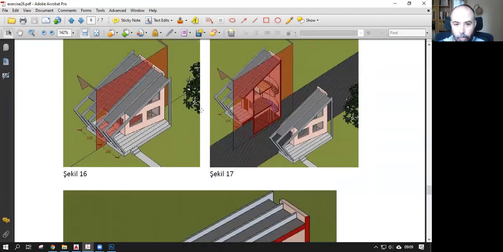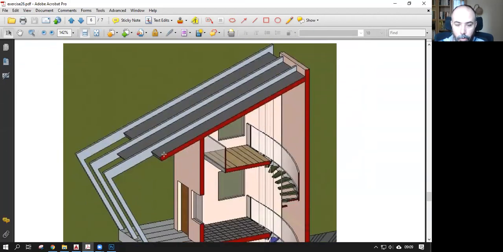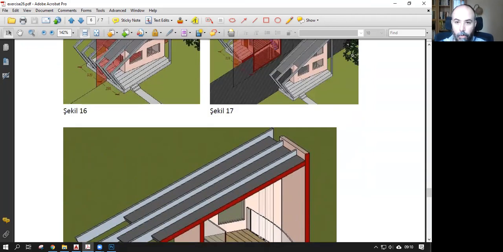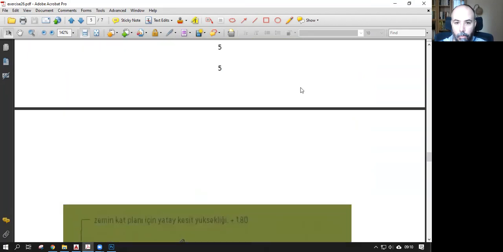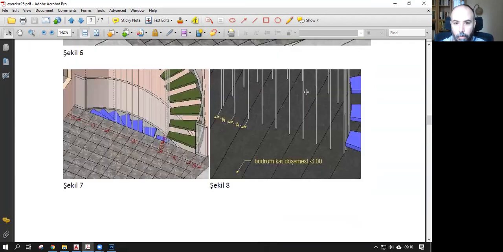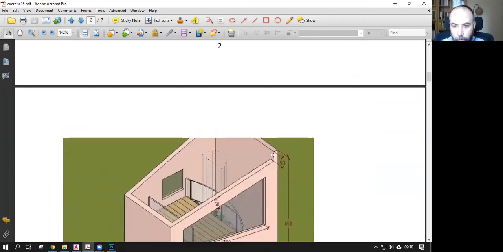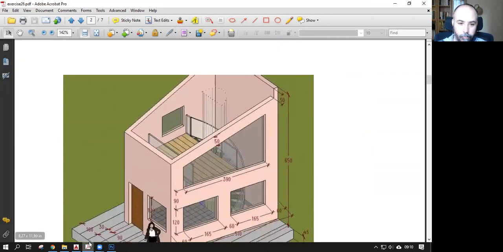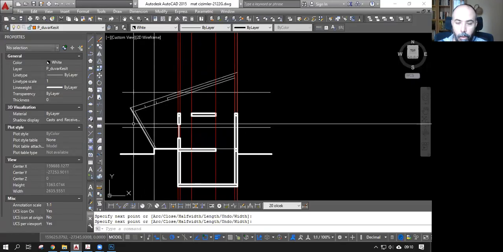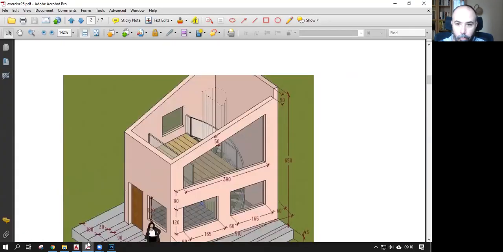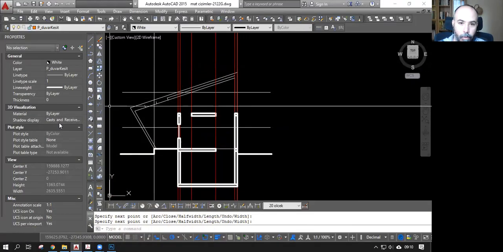So I'm going to check the section one more time. So this is the section of the roof, and after the roof we have this parapet wall, which is approximately 30 centimeters higher than this surface of the wall. I'm going to check that one more time. So yeah, that's a total of 50 centimeters height.